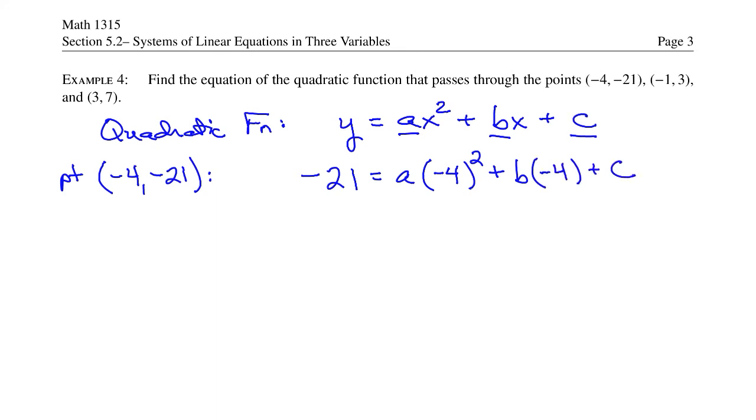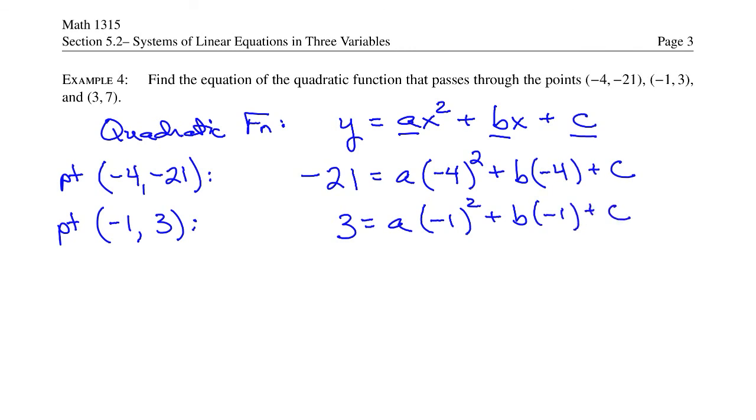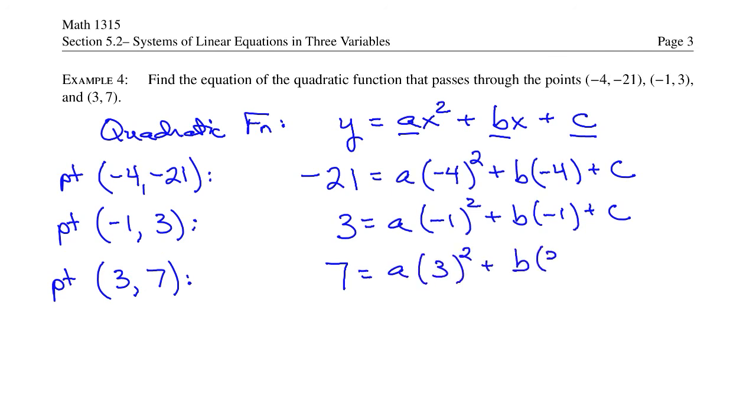And then I repeat this for the other 2 points. The point (-1, 3) has a y value of 3 when the x value is -1. So it's a times (-1) squared plus b times -1 plus c. And for the point (3, 7), 7 is equal to a times 3 squared plus b times 3 plus c.